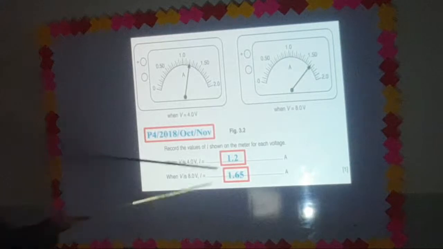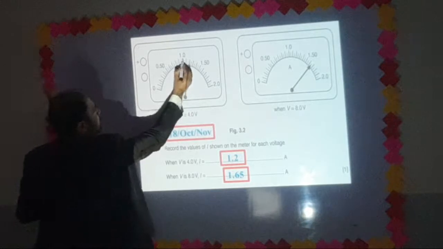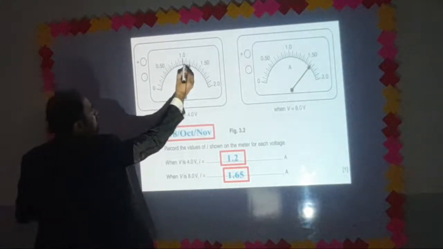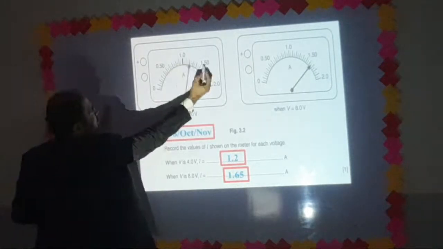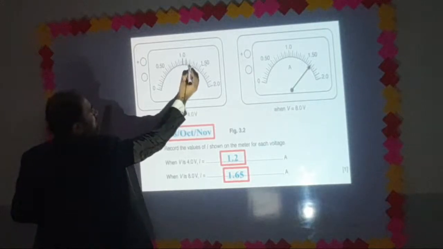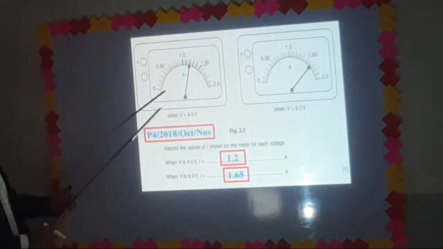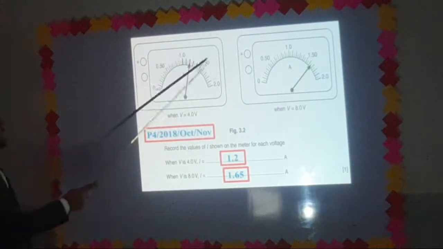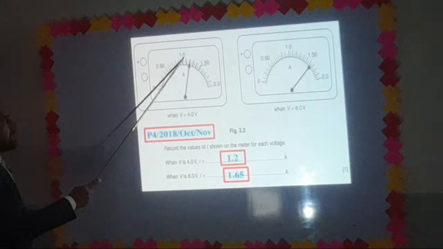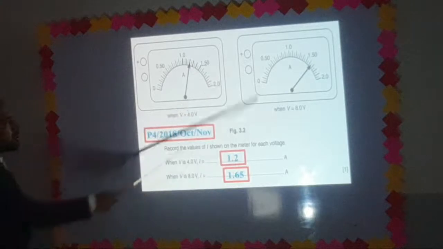So the answers that have been given are 1.2 and 1.65 ampere. 1.2, how? Look here. This is 1. This is 1.5? No. How? This is 1, 1.5 is here. 1, 1.1, 1.2, 1.3, 1.4, 1.5. So in this way we can predict the calibration. After predicting the correct sequence and correct order of calibration, we can answer these questions.